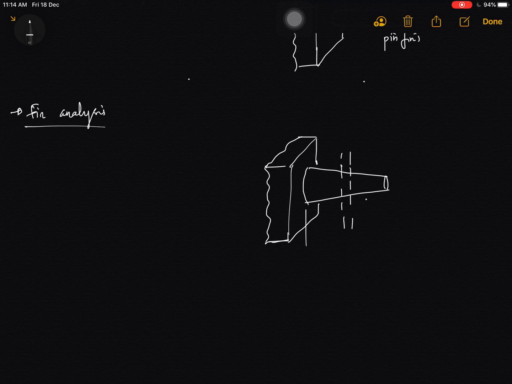To analyze this fin, we have to consider some element of this fin which is at a distance x and which has the dimension dx. Before that, this fin is at temperature T and some fluid is flowing with the temperature T infinity and convective heat transfer coefficient h.